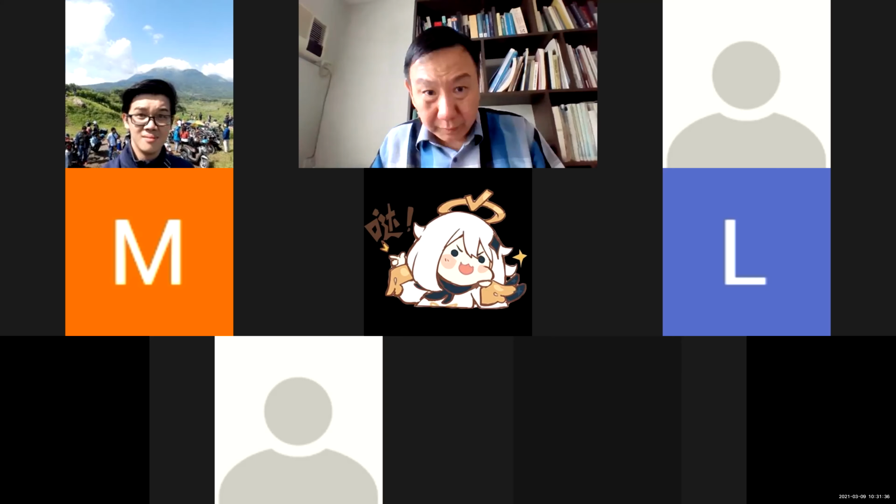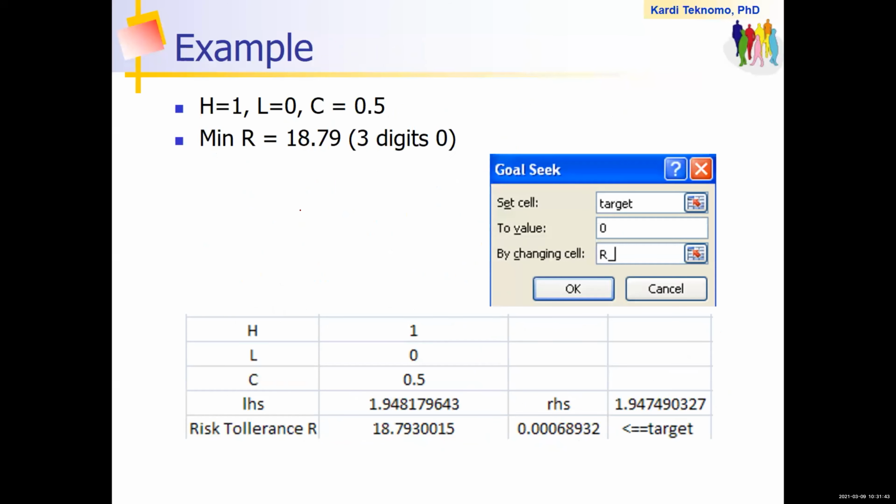Back here, if your C is 0.5, you will get R is about 18.79. Yeah, 18 basically. Depending on the value of H, L, and C, you will get different R.